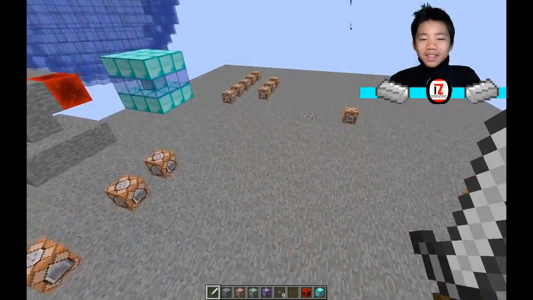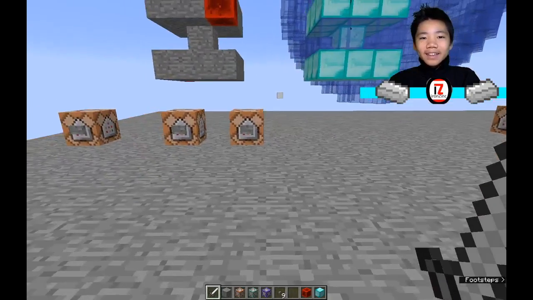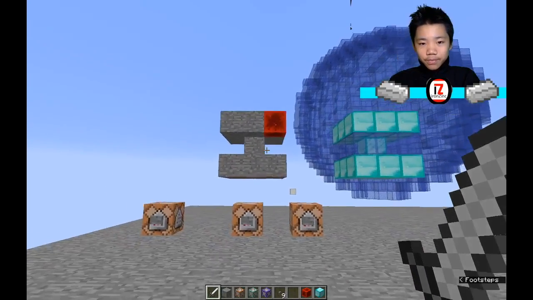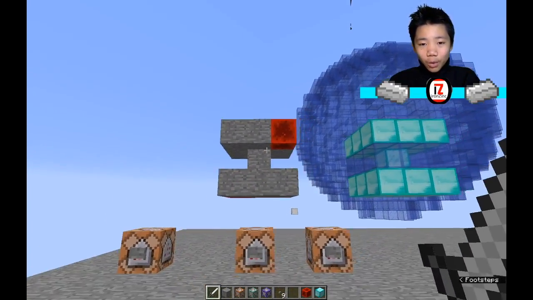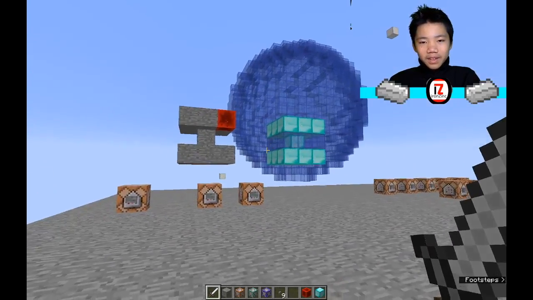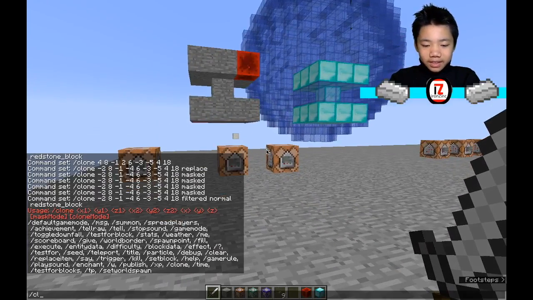In this episode, we're going to be talking about the clone command. So basically, the clone command takes a selected structure, for example this one, and clones it somewhere else. Let's take a look at the syntax of this thing.